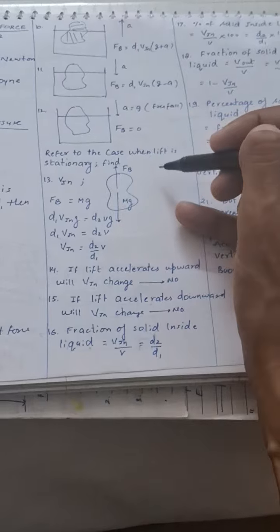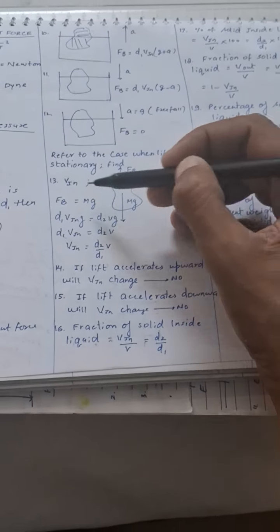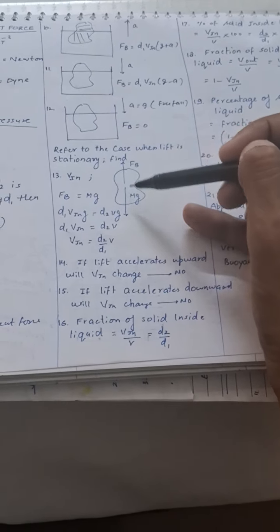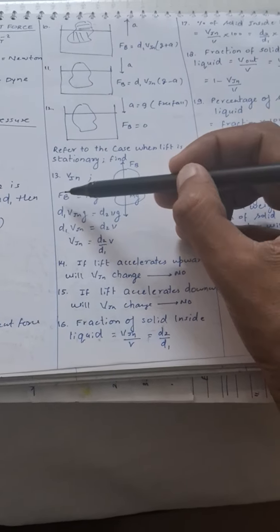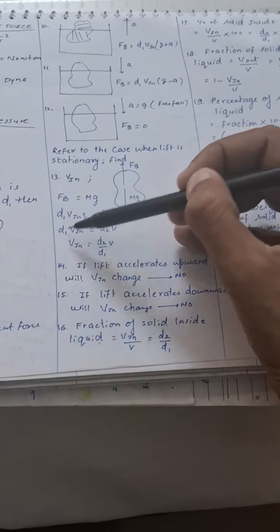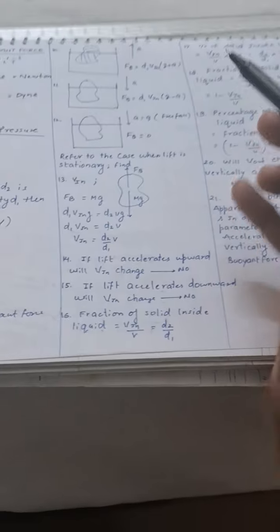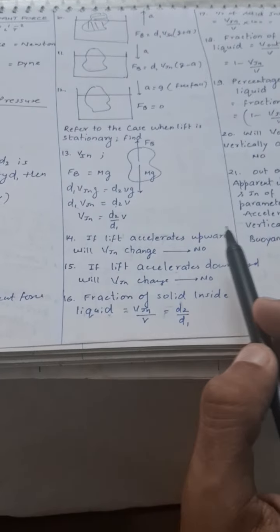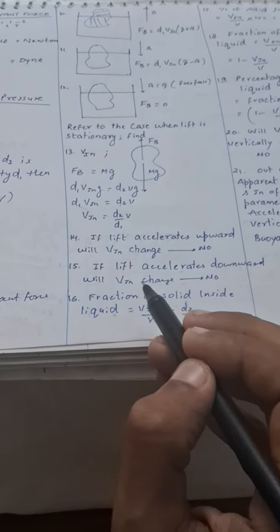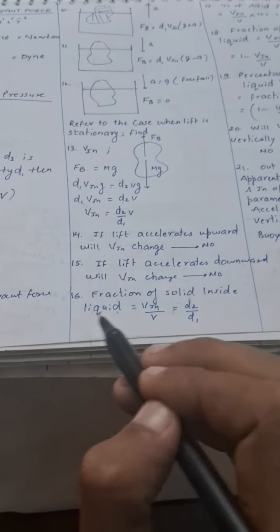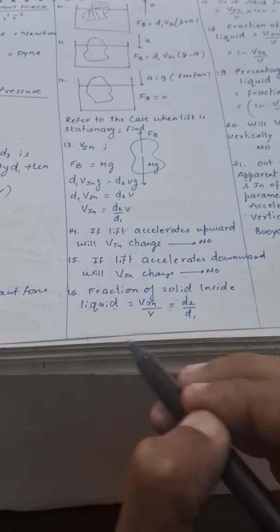Now if we refer to the stationary case, then we need to find the buoyant force. So we assume that this thing is stationary in equilibrium. So net force is mg, that gives V in is equal to d2 by d1 into V. Next is, if lift accelerates upward, will V in change? No, V in will not change, and that's a very important question. Will V in change? No. Fraction of solid inside liquid, so that is V in by V, which is d2 by d1.